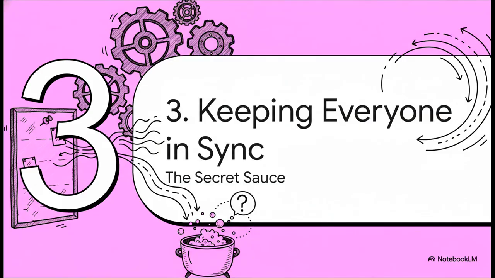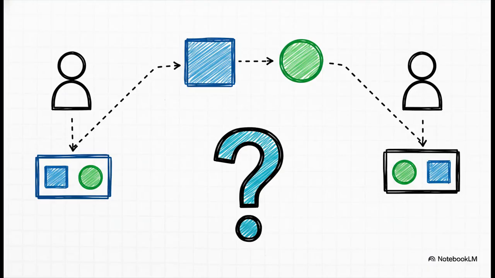Okay, so we've got these three pieces, but how do you keep everyone's copy of that public bulletin board looking the same? This brings us to the real secret sauce, keeping a distributed state in sync. Here's the fundamental challenge for any decentralized system.